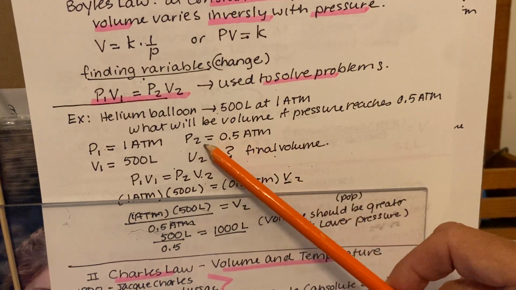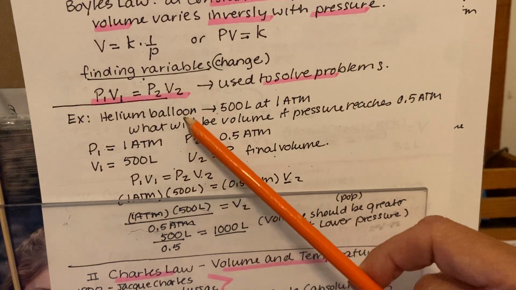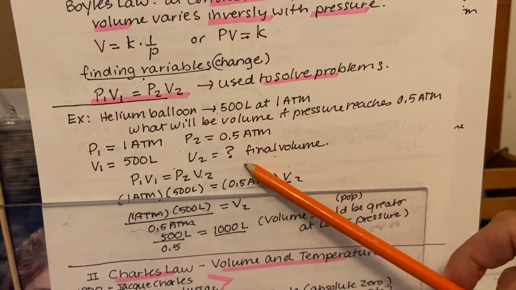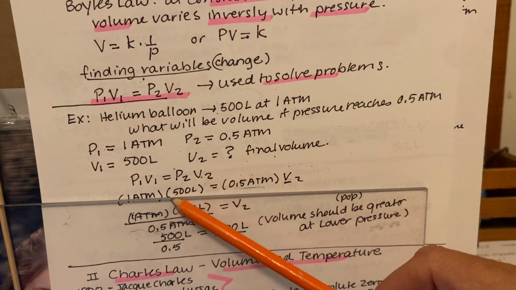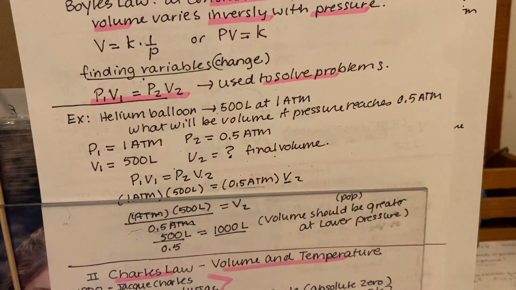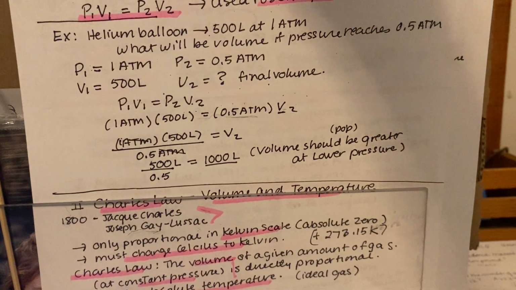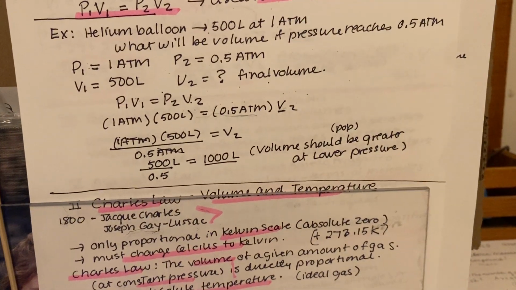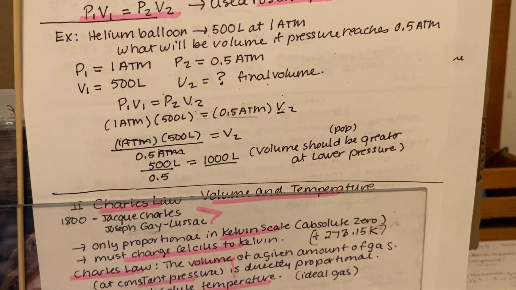So here we have P2. So now what is V2? Well, V2 is what we're looking for. We want to know what the volume will be. So now we can fill in the blanks. This is how you do it. Basically, just like you're doing an algebra problem here, you're going to fill in the blanks. So see how we do here?